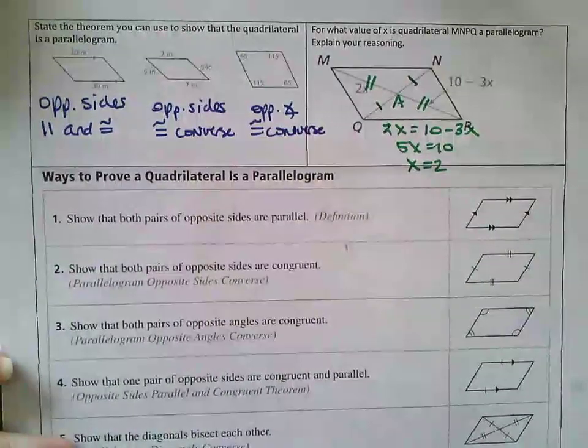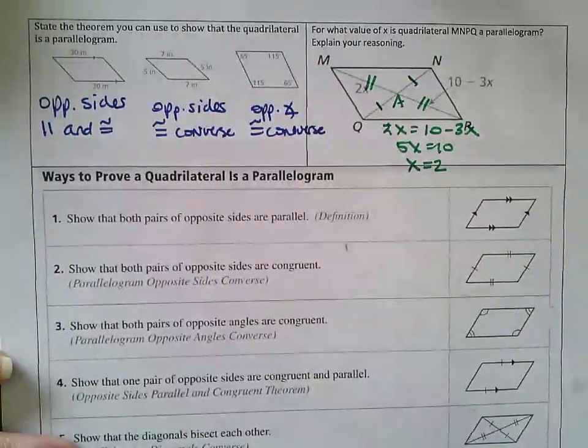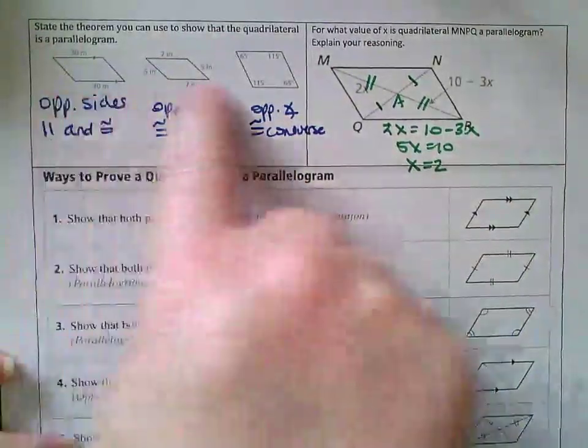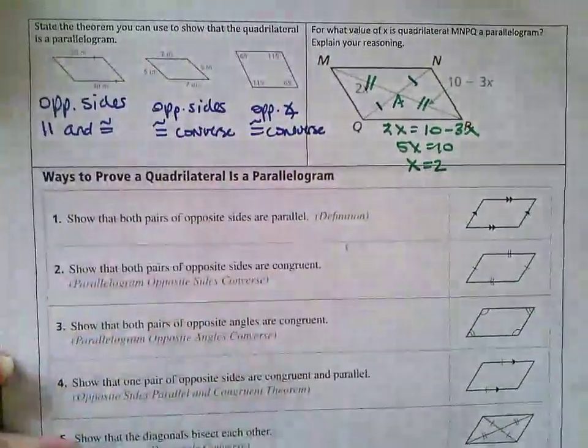But state the theorem that you can use to show that the quadrilateral is a parallelogram. If the opposite sides are parallel and congruent, parallelogram. Opposite sides congruent converse, and opposite angles congruent converse. So these are the theorems that you would use to show that these are parallelograms.